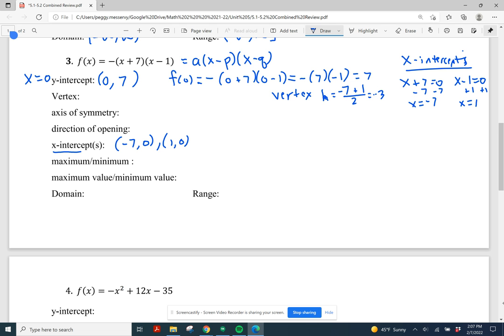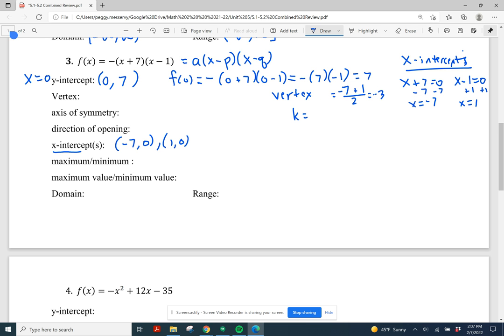so we have that. And then to find the k value, let me just really quickly shut the door here. All right, sorry about that.